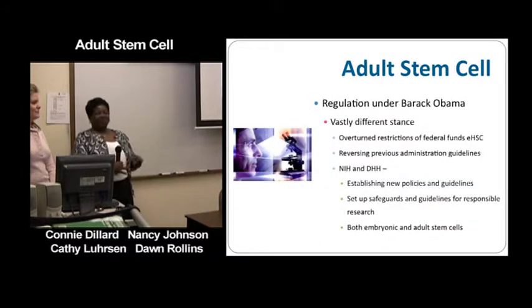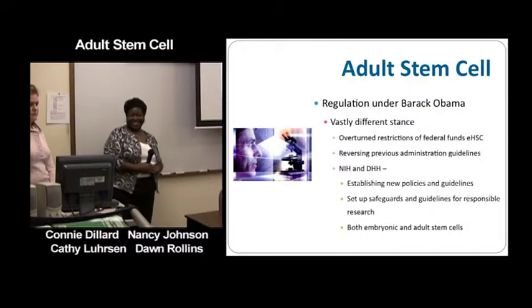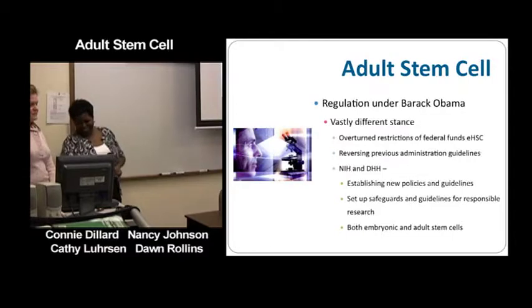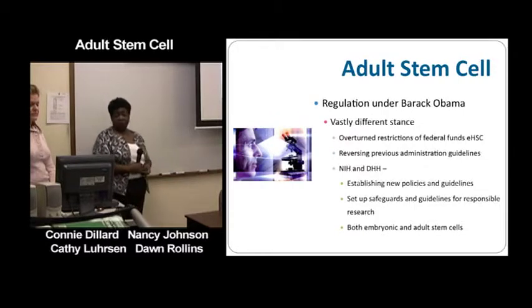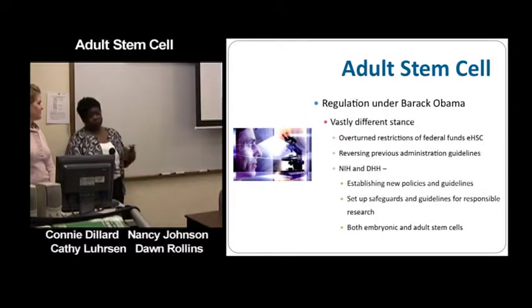In 2009, when Barack Obama took office, in March, he overturned all of Bush's policies and restrictions on federal funds. Basically, he told the National Institutes of Health and the Department of Health and Human Services to set up new guidelines and policies, establishing safeguards and guidelines for responsible research of both embryonic and adult stem cells.